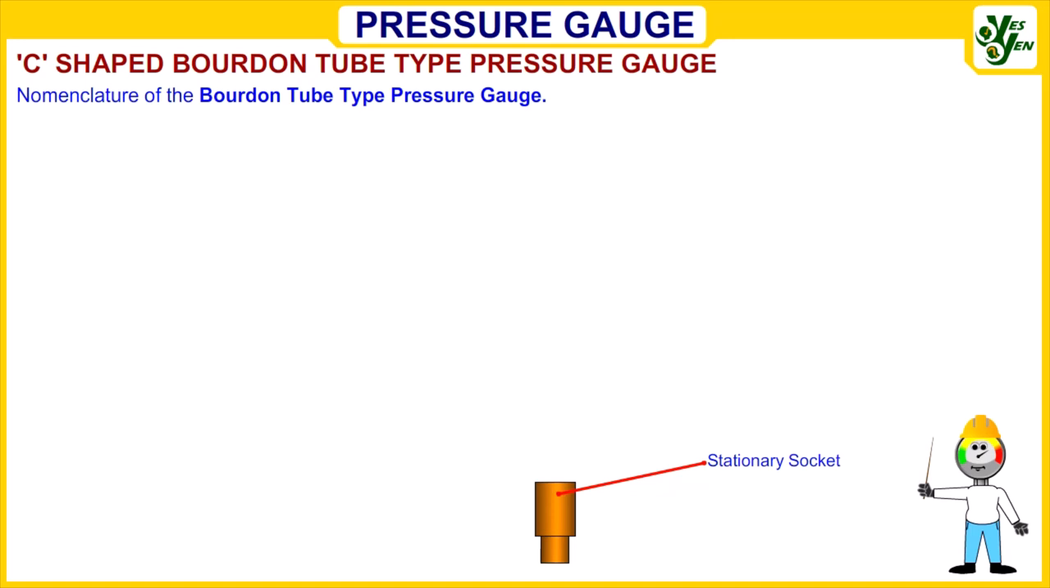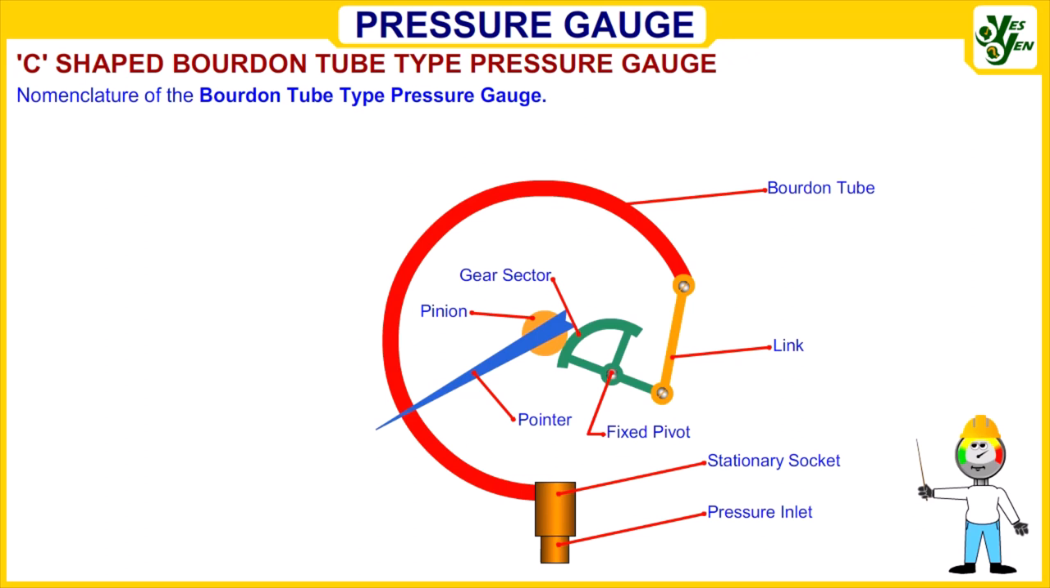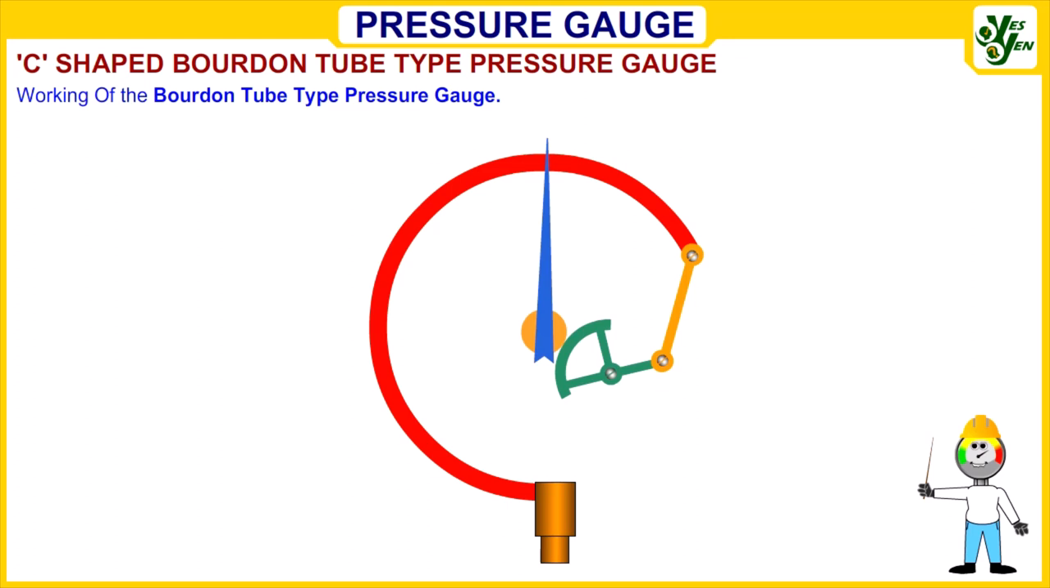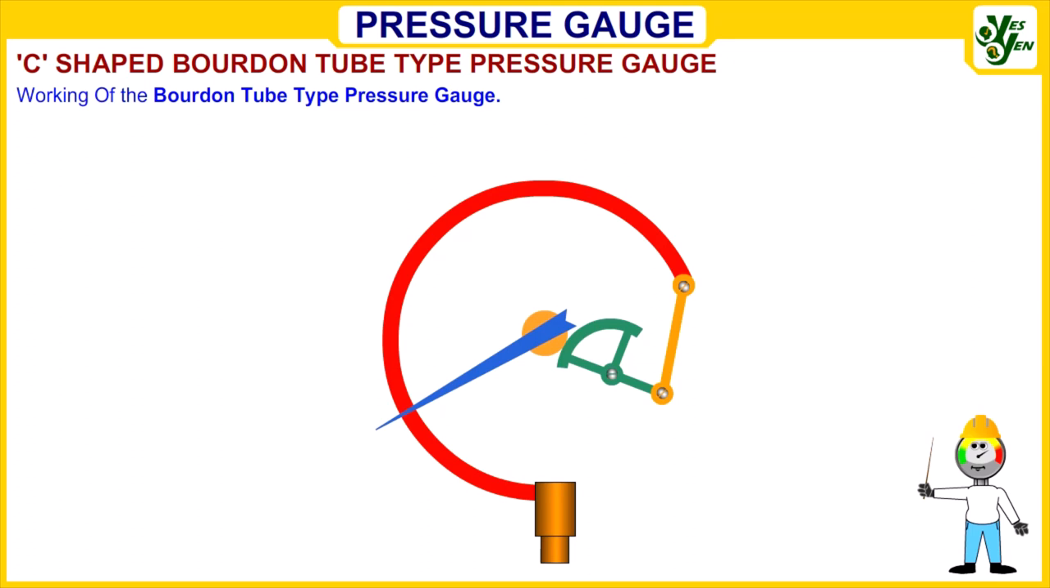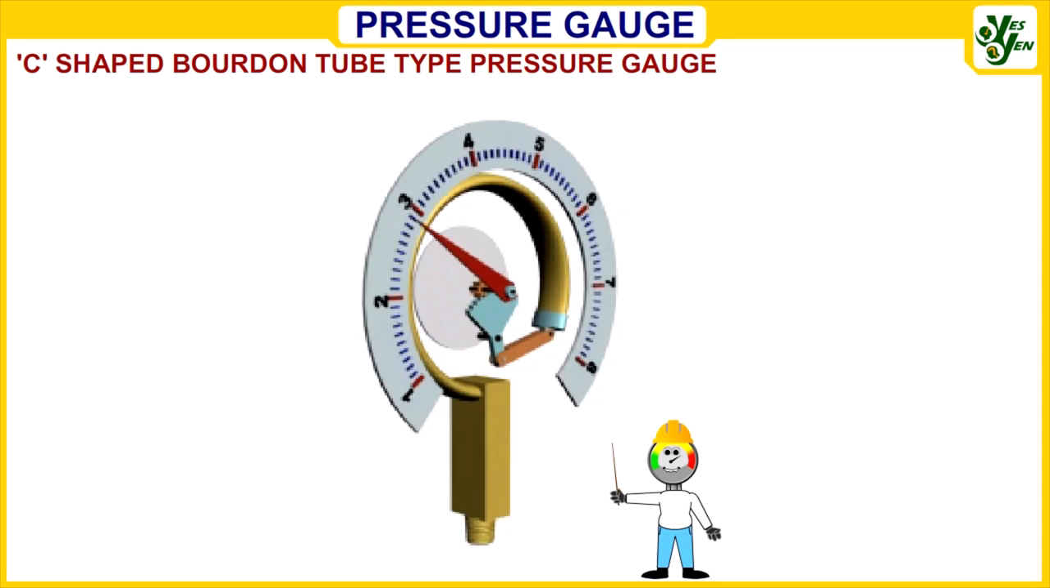C-shaped Bourdon tube type pressure gauge. Nomenclature of the Bourdon tube type pressure gauge. Working of the Bourdon tube type pressure gauge. 3D model working of the Bourdon tube type pressure gauge.